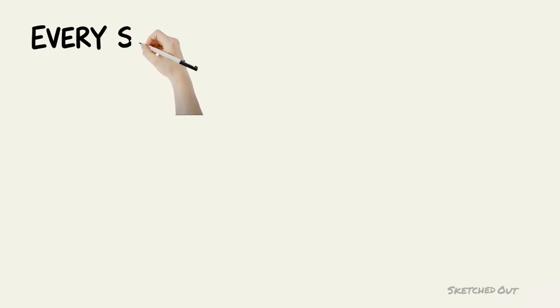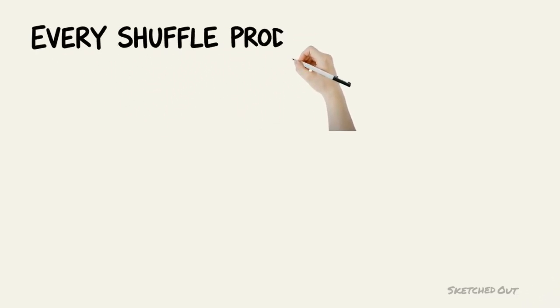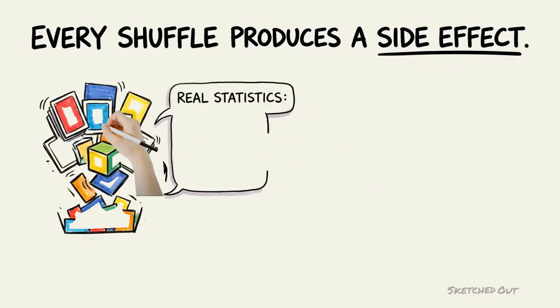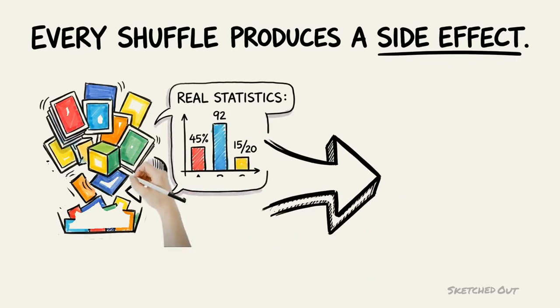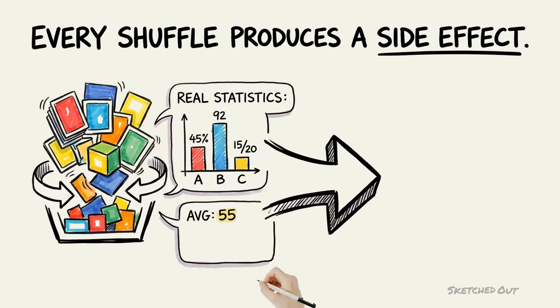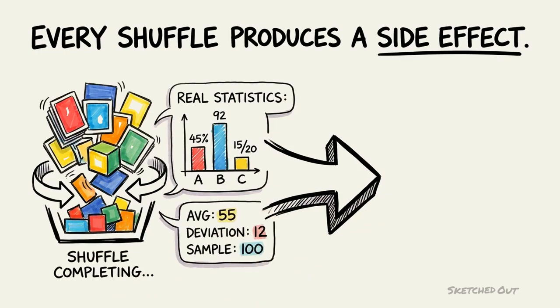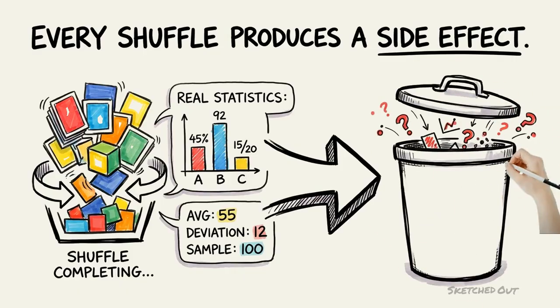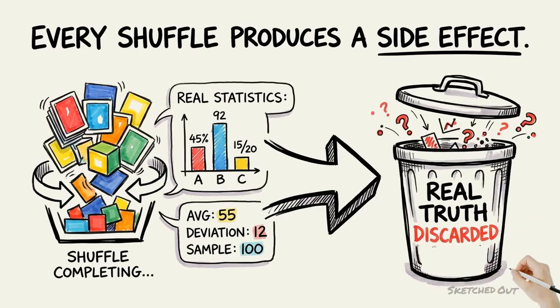So here's the situation Spark found itself in. Every shuffle produces a side effect. Once every machine has written its map side output and the reduce side has fetched its slices, you have real counts, real sizes, real skew distributions. The truth about your data exists right there at the end of every stage. Before adaptive execution, Spark threw that information away and continued with the original plan regardless. A shuffle completing with real statistics appearing beside it and an arrow showing them being ignored, labeled real truth discarded.